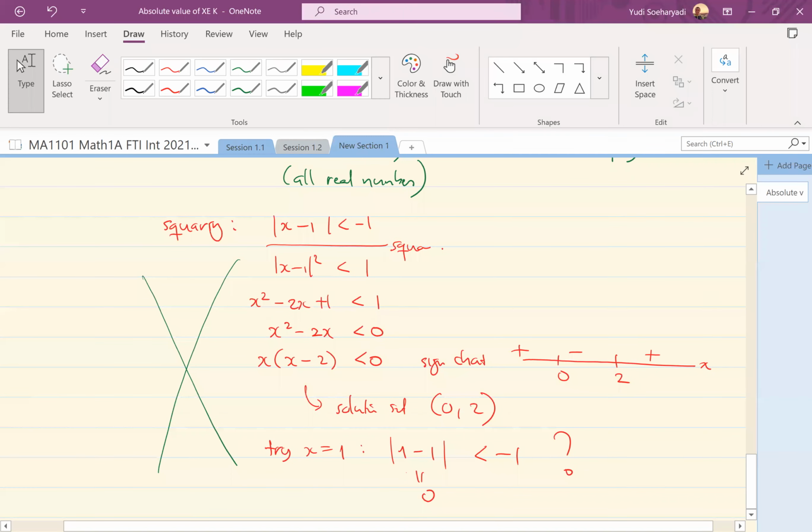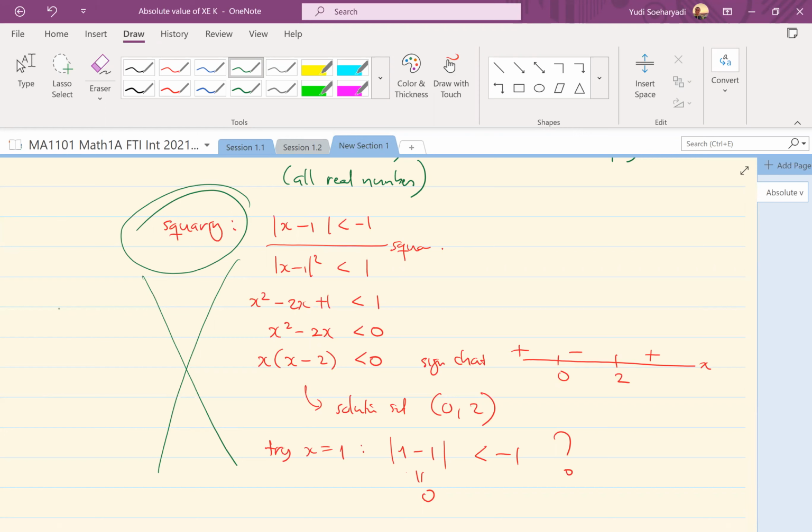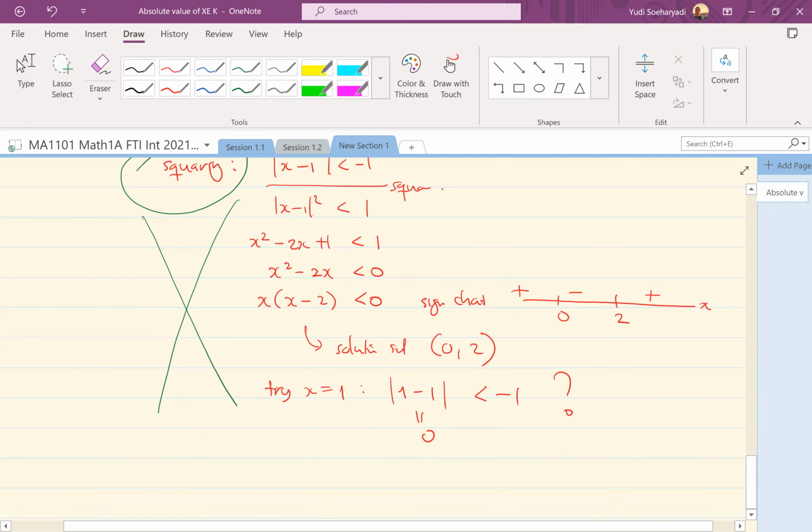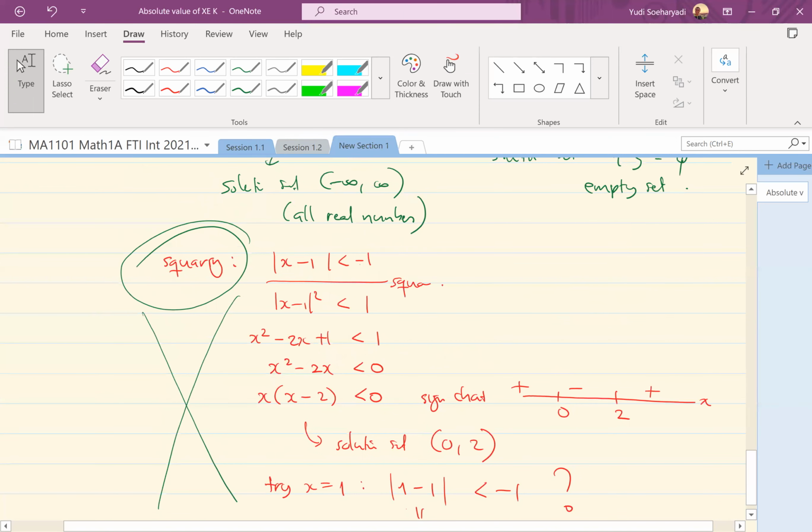The wrong step is from step 1, actually: that squaring. By squaring, you lose one important piece of information, that is the sign, because negative becomes positive if you square. That is important when you work with absolute values. That's why squaring is wrong in this case.